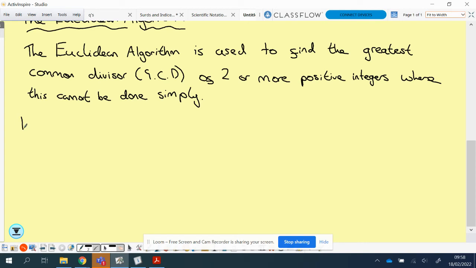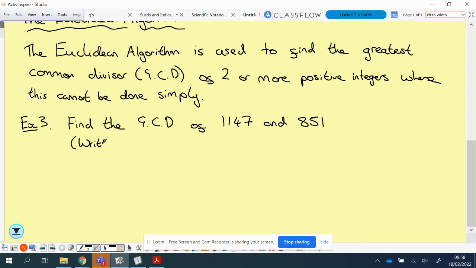So let's look at example 3. Find the GCD of 1147 and 851. Also, in brackets here, just note how you could see this written, almost like coordinates.